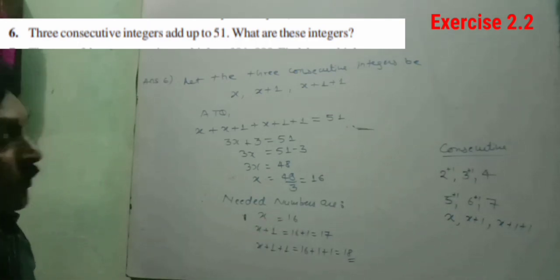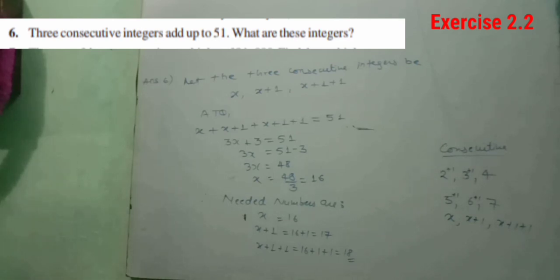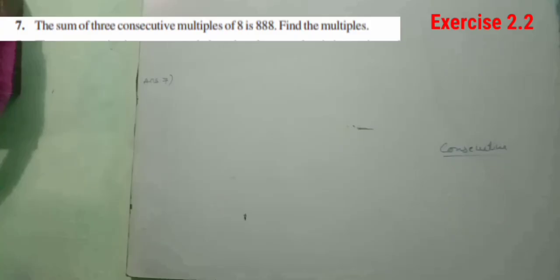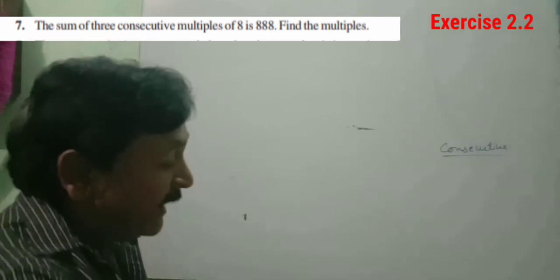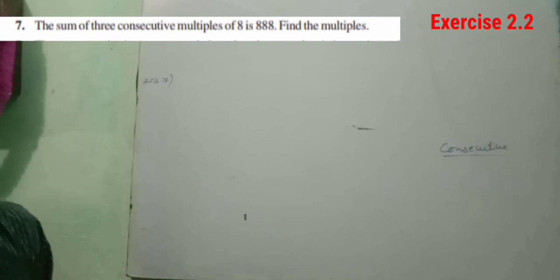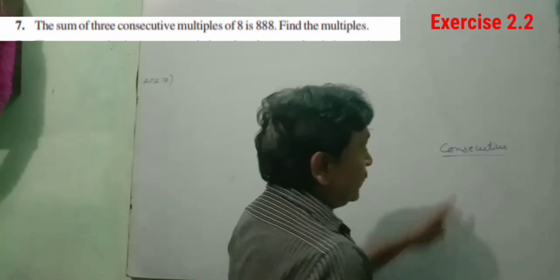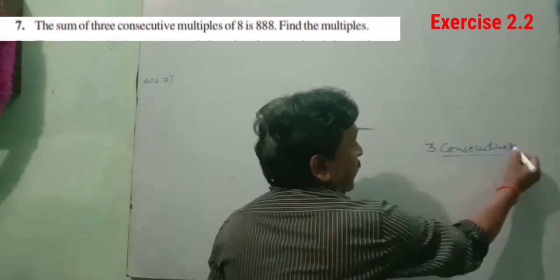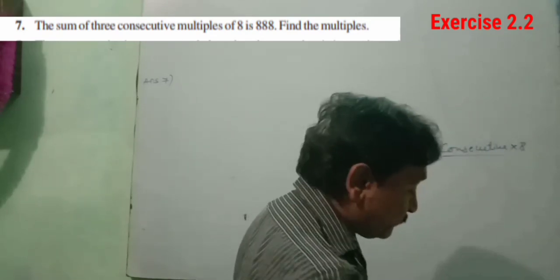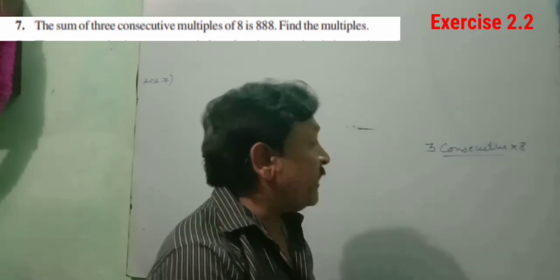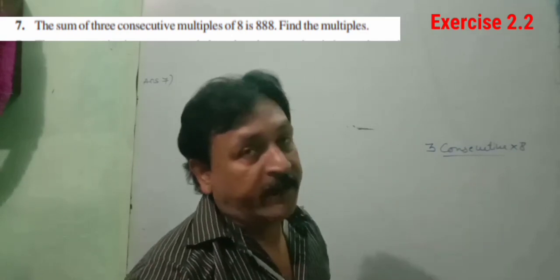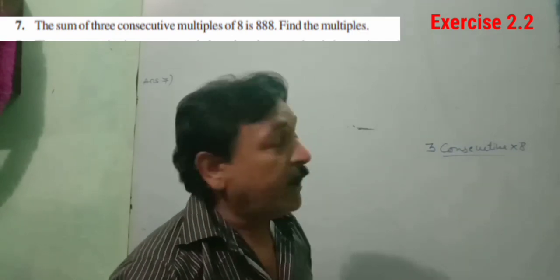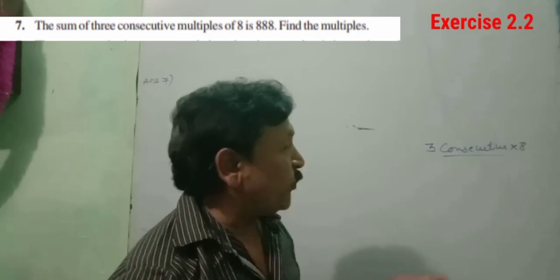Okay, just see them and read question number 7. Okay students, now come to question number 7. Question number 7 is saying the sum of 3 consecutive multiples of 8. Consecutive, okay, 3 consecutive multiples of 8 may be any numbers, and if I add them I will get 888. So first of all we have to take these 3 numbers.